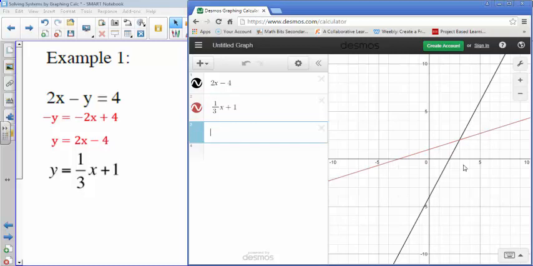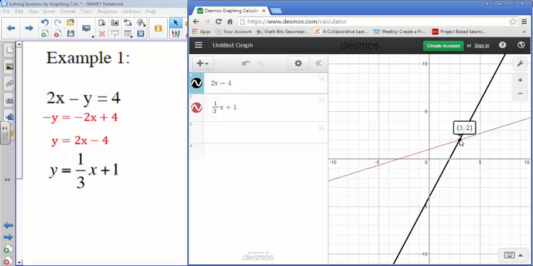Now, remember the solution to a system of equations is where these two lines intersect. So first of all, I can tell that these lines do intersect and they intersect at one point. I can actually click on the intersection and it will tell me that these two lines intersect at the point (3, 2). On your calculator, you'll have to actually go through the steps in order to calculate that intersection.